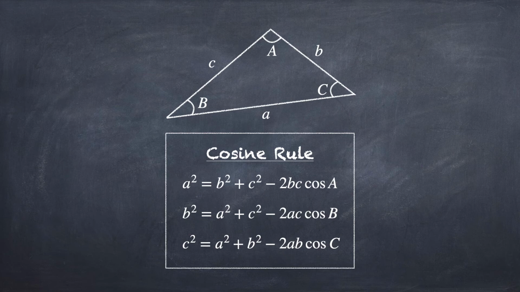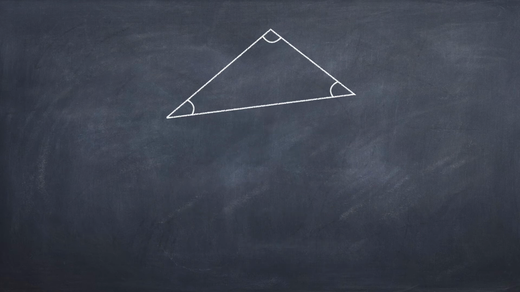Let's try to apply cosine rule to solve a problem. Suppose we have a triangle with one of the angles equal to 100 degrees. Given the two adjacent sides are 7 cm and 8 cm respectively, we want to find x, which is the length of side opposite to the angle 100 degrees.